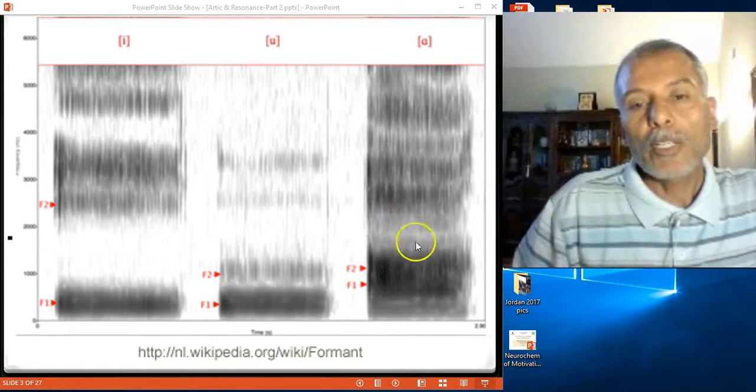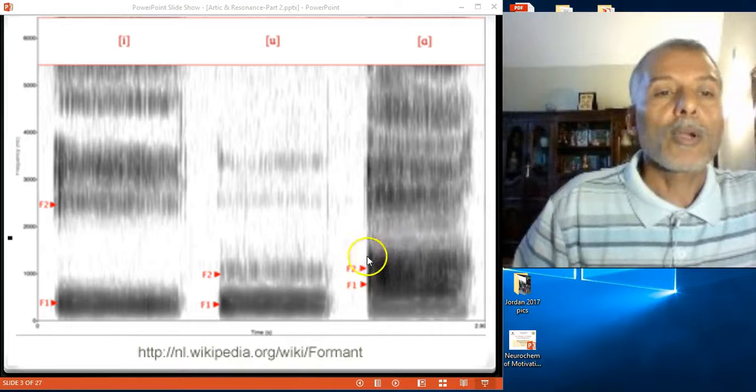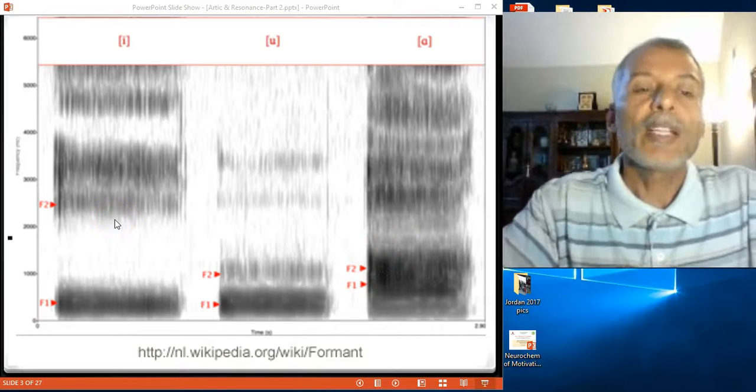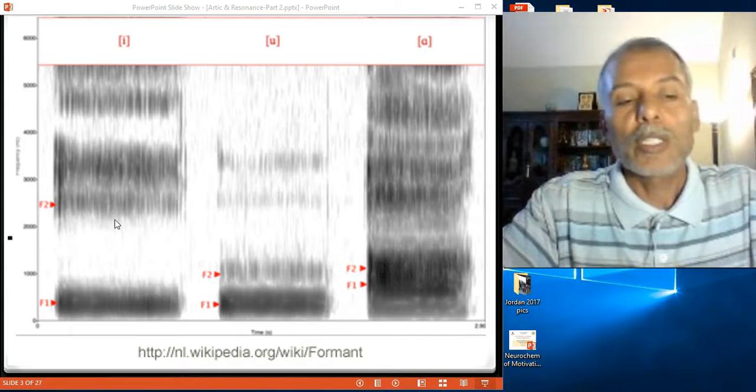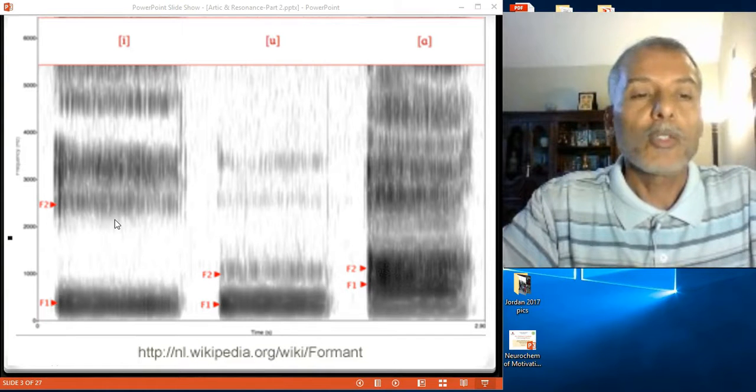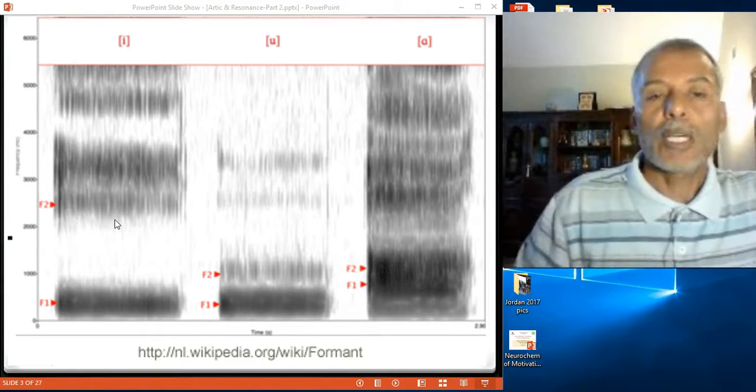So these bands of energy are called formants, and as I explained repeatedly, the first three are the most important because they are the loudest and the most amplified. The fourth is also important, especially when we look for very minute differences between sounds.